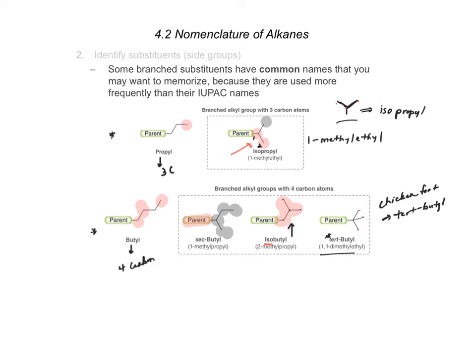All right, so again, we're getting a branch off of that one position. The real complex name is 1-methylpropyl. So for these guys, memorize them. That's all I'm telling you to do. Memorize that this group is an isopropyl, this group is a sec-butyl, isobutyl, and tert-butyl.